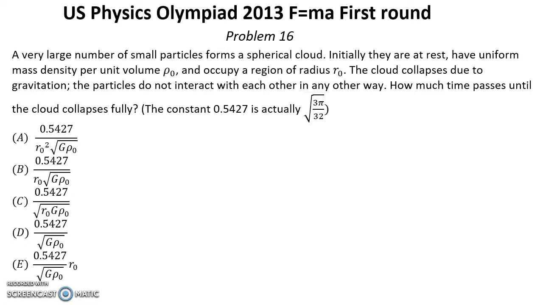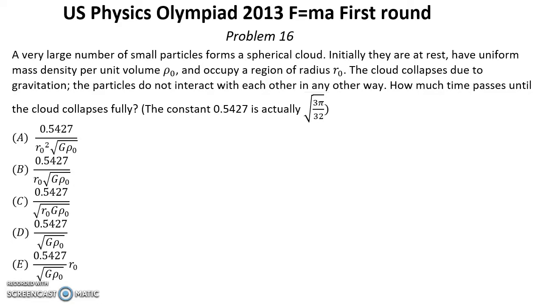Problem number 16. A very large number of small particles forms a spherical cloud. Initially they are at rest, have a uniform mass density per unit volume ρ0, and occupy a region of radius r0. The cloud collapses due to gravitation. The particles do not interact with each other in any other way. How much time passes until the cloud collapses fully?